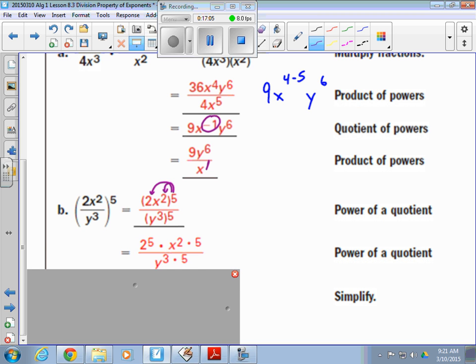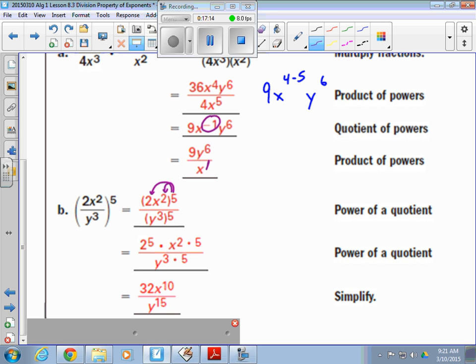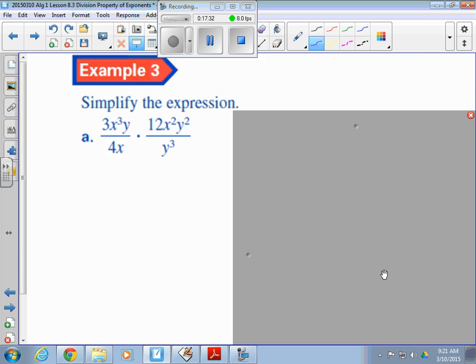So when we do that, we get 2 to the 5th times x to the 2 times 5, over y to the 3 times 5. 2 to the 5th, we know is 32. X to the 2 times 5 is x to the 10th. Y to the 3 times 5 is y to the 15th. 32, x to the 10th, over y to the 15th. Again, you don't subtract 10 and 15 because they are different bases. They are not the same, x and y. Simplify this one on the back.